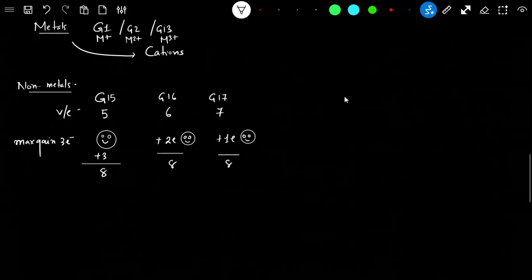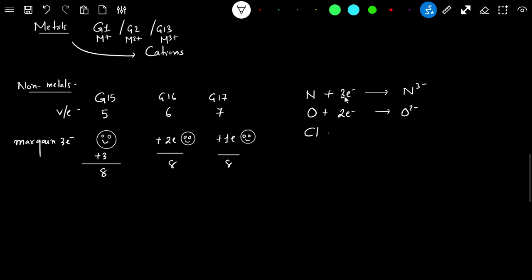So let's see some examples. Let's say we take nitrogen. Nitrogen gains 3 electrons, and thus nitrogen has 3 negative charge on its head. Similarly, the next group, oxygen, gains 2 electrons, and oxygen picks up 2 negative charge. That's how the charges come. And let's say chlorine gains 1 electron and picks up a negative charge on its head.